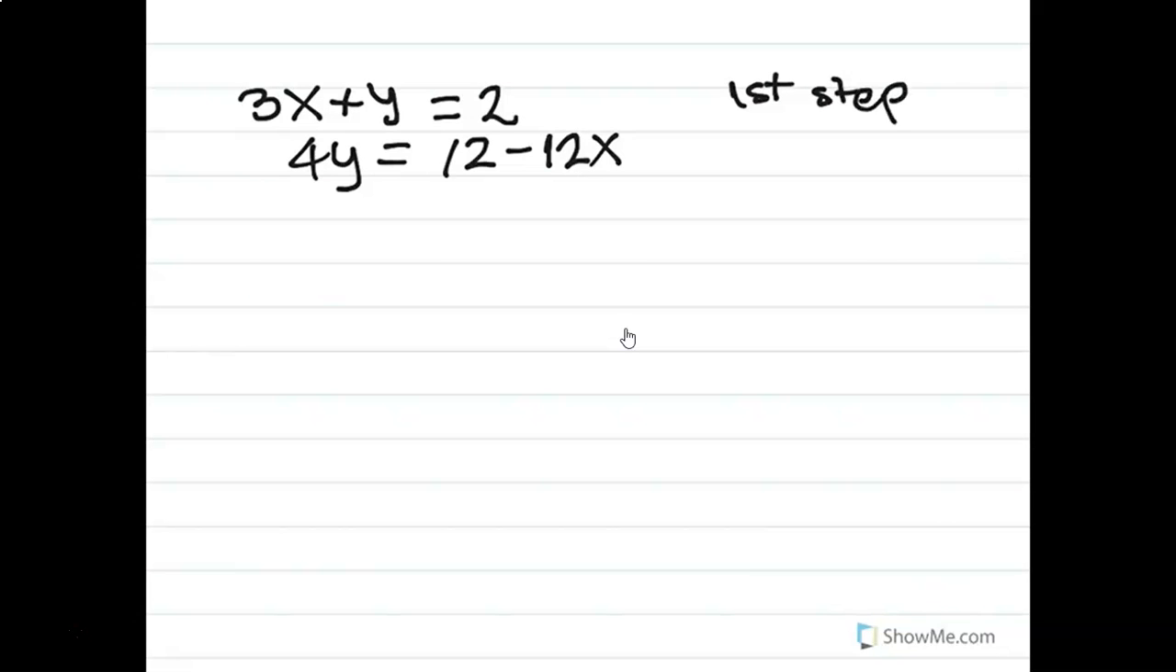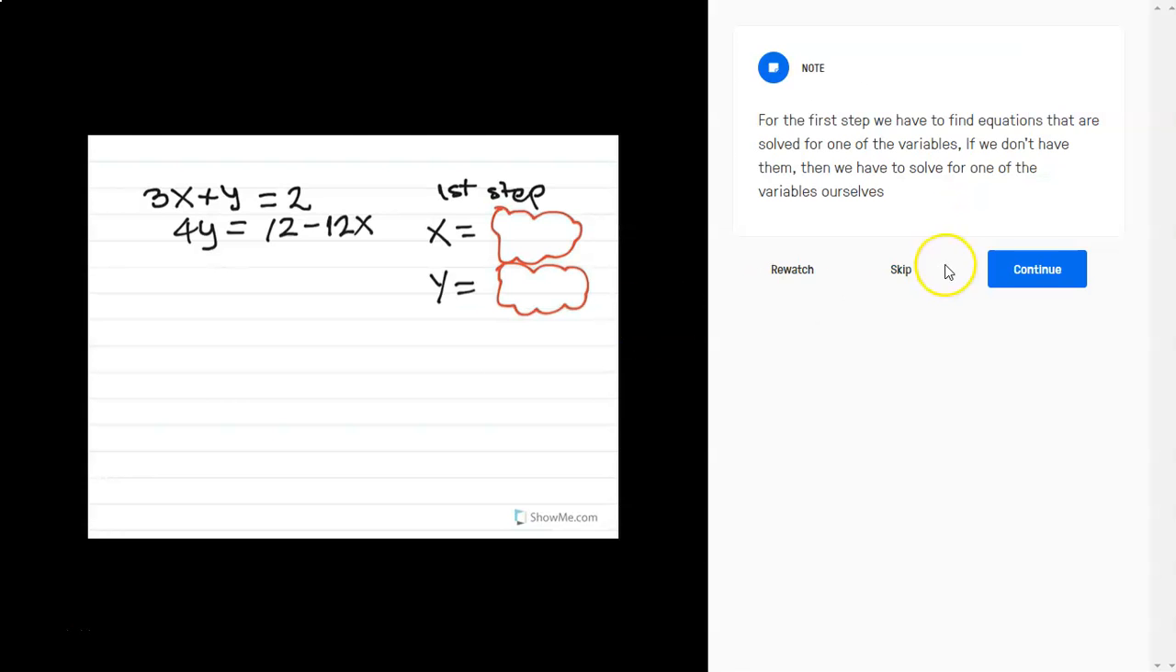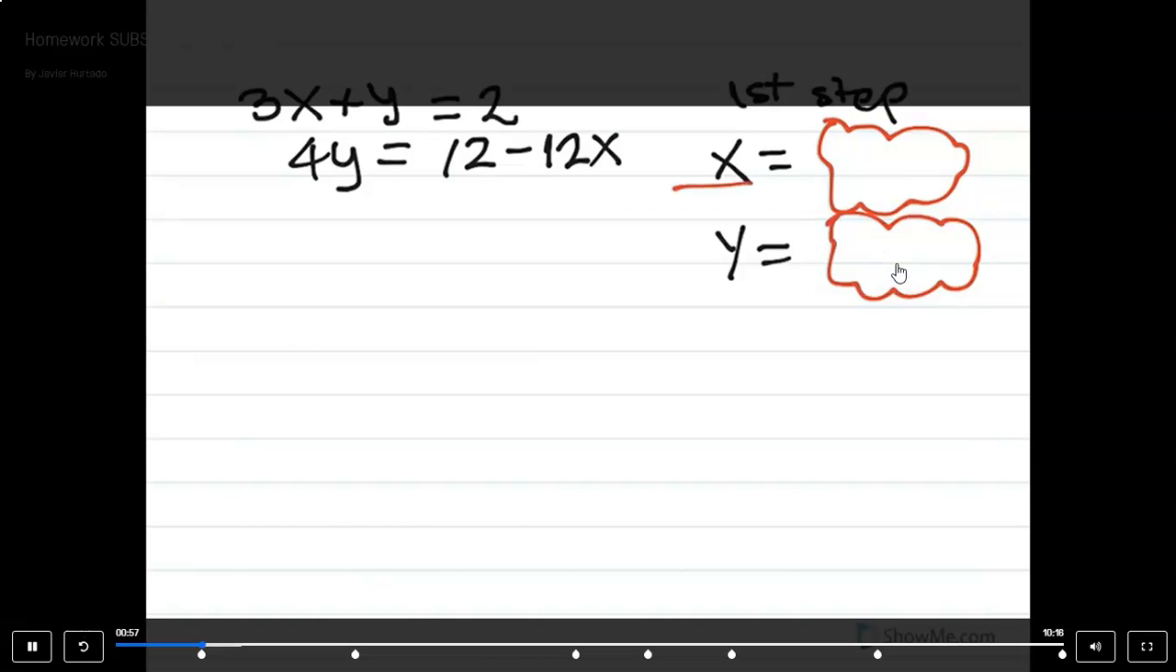when we are using substitution is to find equations which say x equals something, the other part of the equation, or y equals something, the other part of the equation. And if we don't have x and y isolated by itself in an equation like this, we have to isolate the variable ourselves, okay? We have to do it ourselves. So how?